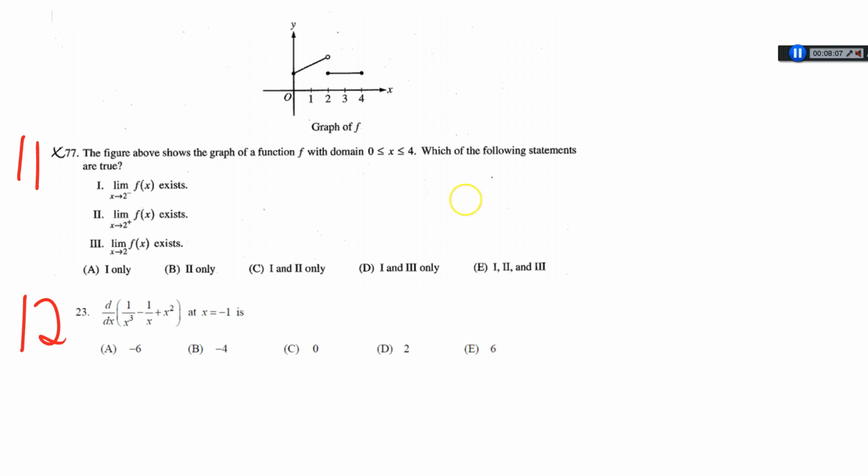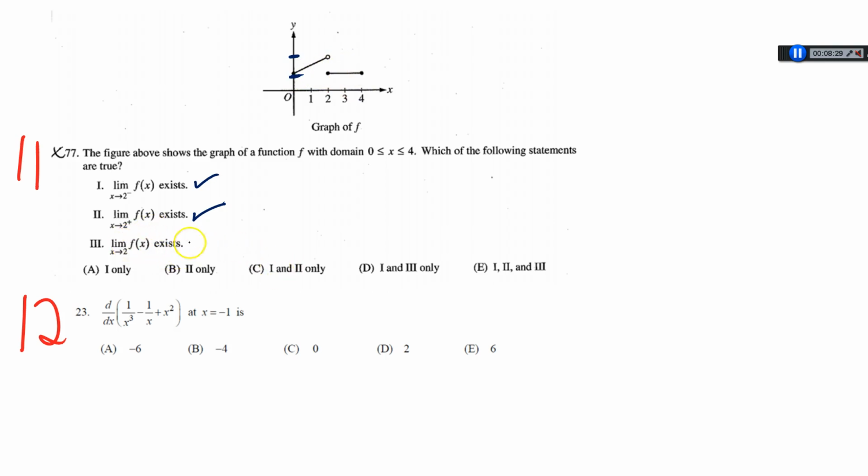All right. Given a figure above here, f has domain 0 to 4. Which of the following statements is true? Limit as x approaches 2 from the left of f of x exists. Yes, it would be approaching that y value, whatever it is. Limit as x approaches 2 from the right exists. Yes, right? That's whatever this value is, whatever that flat value is right there.